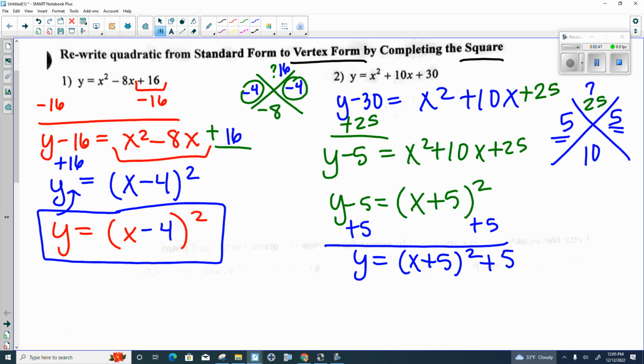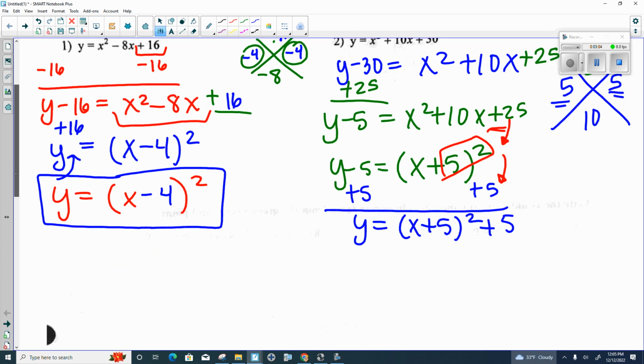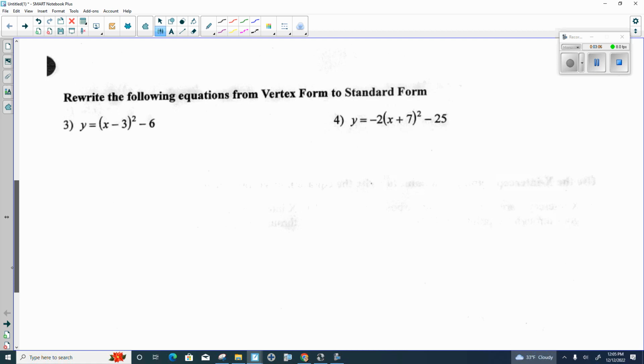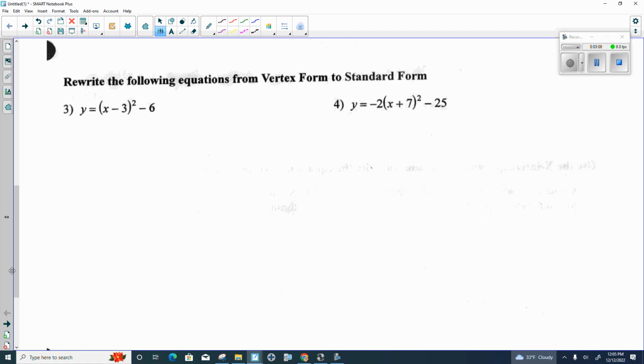Some places where people were struggling is some of them were bringing this plus 25 down here, which was then affecting this value. So please don't do that. 5 squared, like if I FOIL this, 5 squared, that is the 25. Okay, I think this is the easiest one, especially this one.